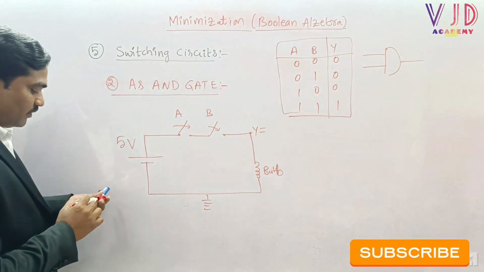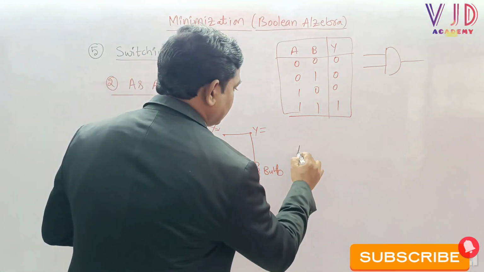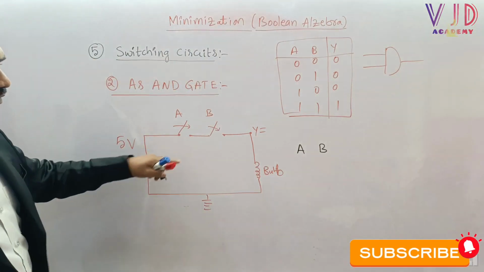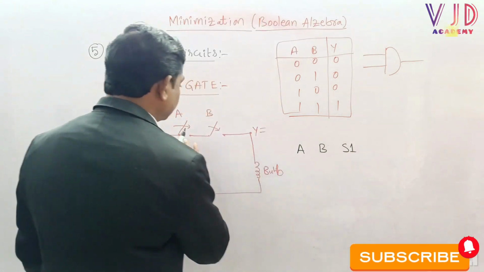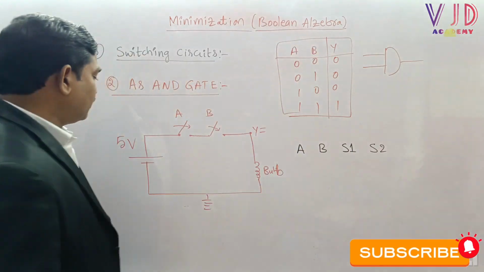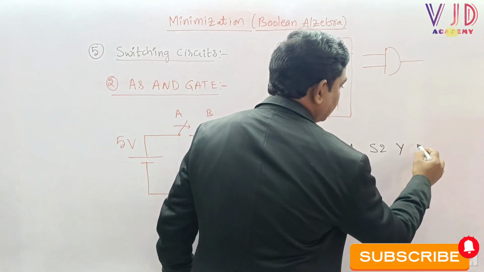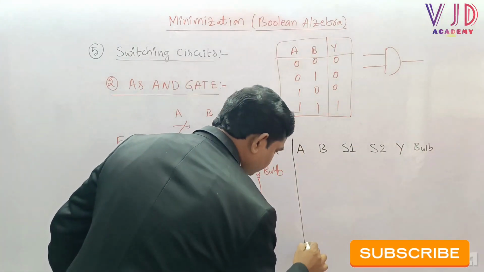Sir, here what are the input variables? Here we can say that A and B are the input variables. And now what is the switch position? Yes, here we can say S1, which means switch 1, and then let me take here S2, switch 2. And now what is the output Y and what is the condition of the bulb. Let us try to understand.